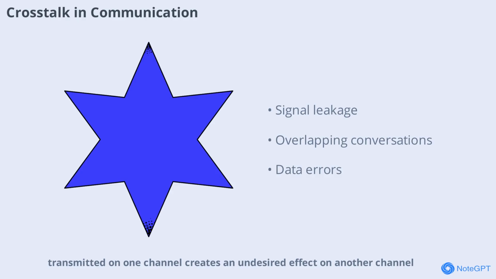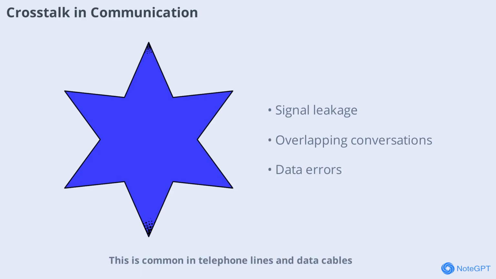Crosstalk is a type of noise that occurs when a signal transmitted on one channel creates an undesired effect on another channel. This is common in telephone lines and data cables, where signals can leak from one wire to another. Crosstalk can result in overlapping conversations or data errors, reducing the clarity and reliability of communication. Engineers use shielding and twisted pair cables to minimize crosstalk.